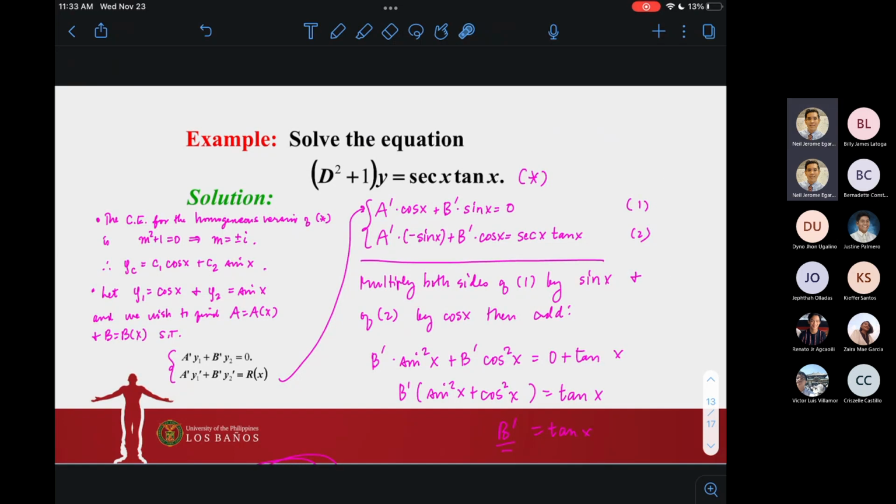Okay? So I'm sorry I went 13 minutes over time, but I think it's worth it. At least natapos na natin yung part na to. I think we're done with section 3.6. So on Friday, we'll start with section 3.7, linear operators, all the way until inverse linear operators. Okay? And yan, malapit na tayong matapos.